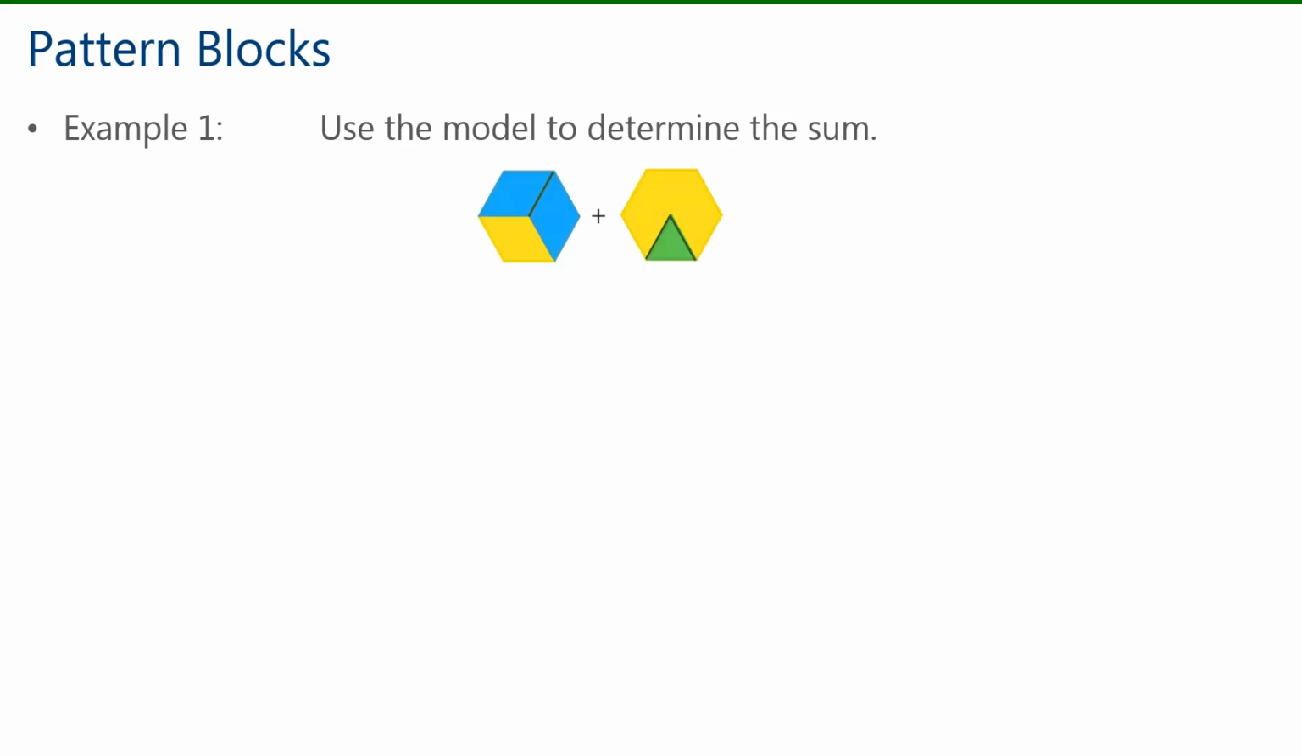Let's look at some pattern blocks, and let's do the same type of thing. So again, we're going to use the model to determine the sum. So we look at our first whole, and we see that we have 2/3 shaded. We look at our second whole, we see that we have 1/6 shaded. Keeping in mind that the blue rhombus is 1/3, the green triangle is 1/6. So what we're trying to figure out here is 2/3 plus 1/6. If we were to combine all of our pieces into one whole, we get this.